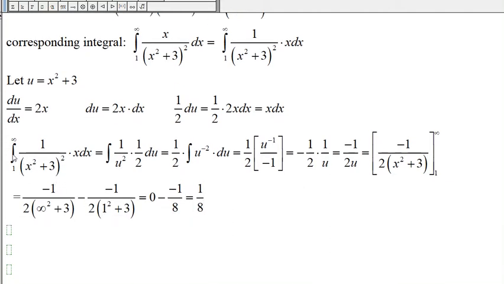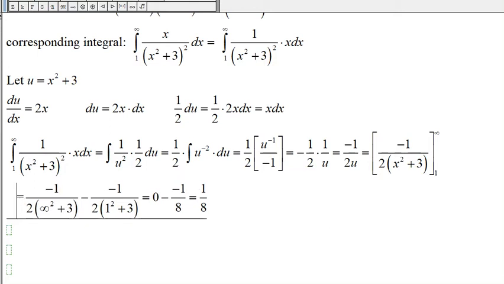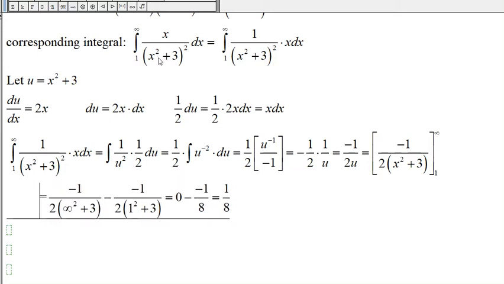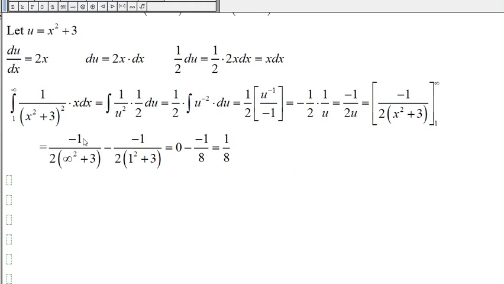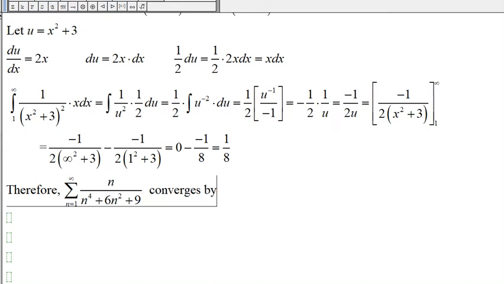And therefore the integral converges. So this integral here converges, and therefore the infinite series here converges by the integral test.